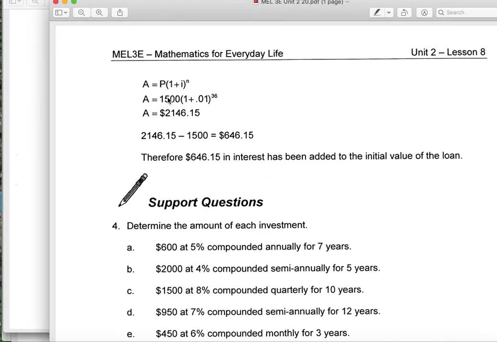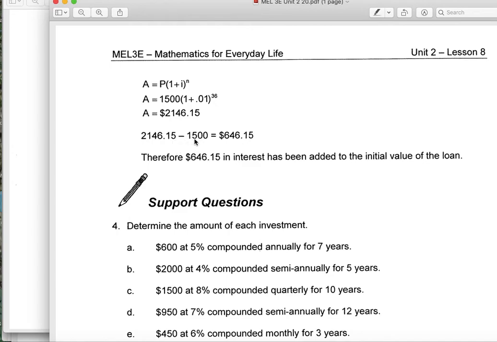Once you plug the numbers in, your p, your I, and your n, remember brackets first, so here you would have 1.01 to the exponent 36. You would get 1.43 once you solve that, and then if you multiply it by 1,500, you are going to get this answer of $2,146.15.